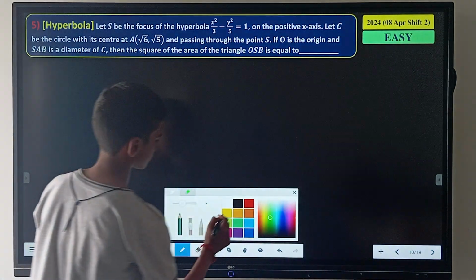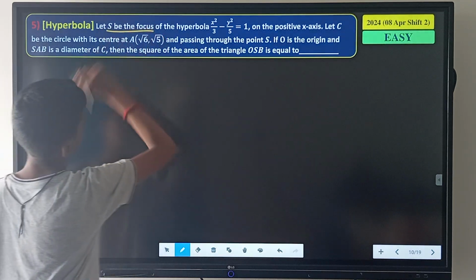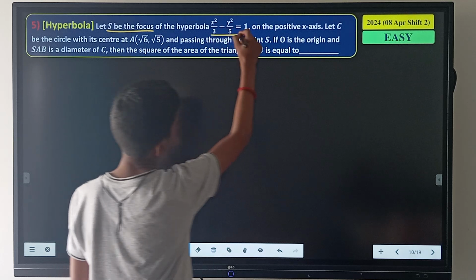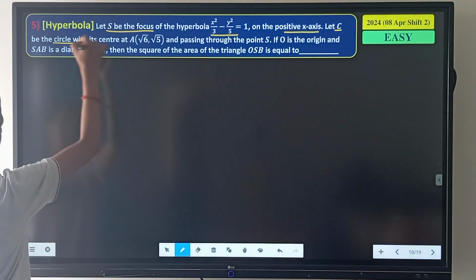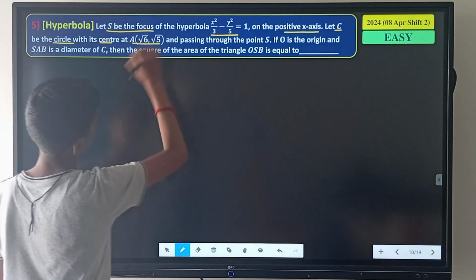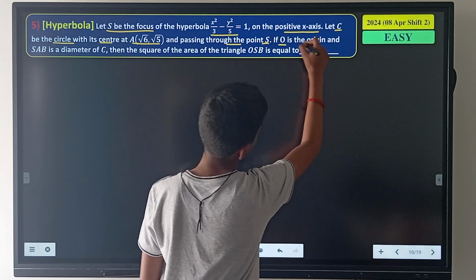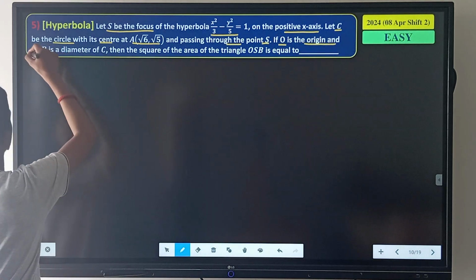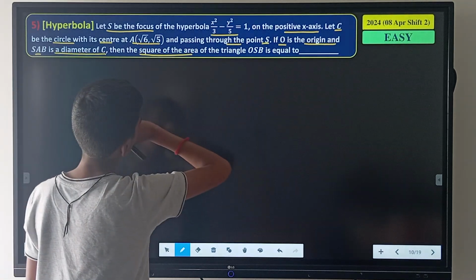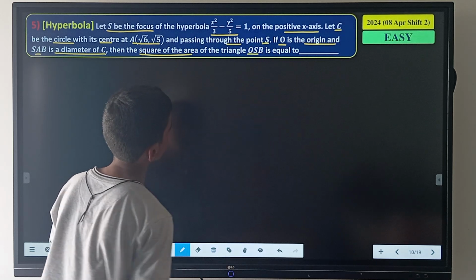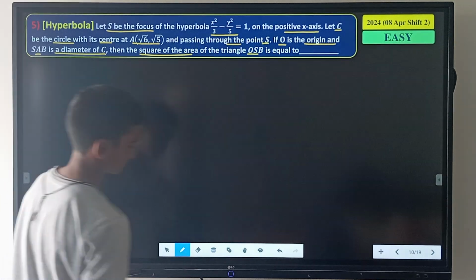Now this question says, let S be the focus of the hyperbola on the positive x-axis. Let C be the circle with the center at A and passing through the point S. If O is the origin and SAB is the diameter of C, then find the square of the area of the triangle OSB. So first we will make a circle.